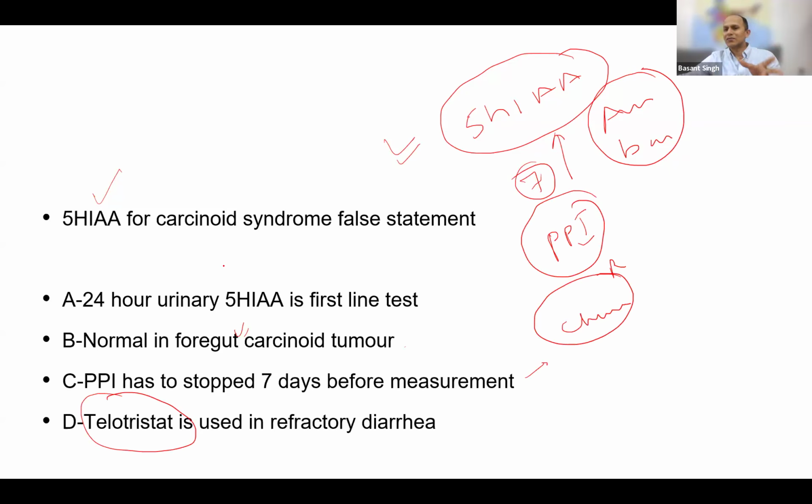Small bowel carcinoid syndrome is also a very high-yield topic. Okay, so every alternate year they ask questions about carcinoid syndrome. So remember in foregut carcinoid, even if the patient is having carcinoid syndrome, we don't have these levels in the urine because they don't manufacture this thing. Okay, the foregut carcinoids. Okay.